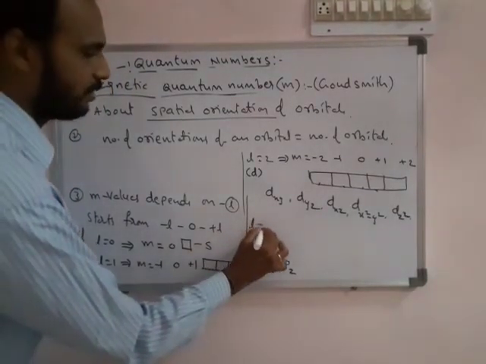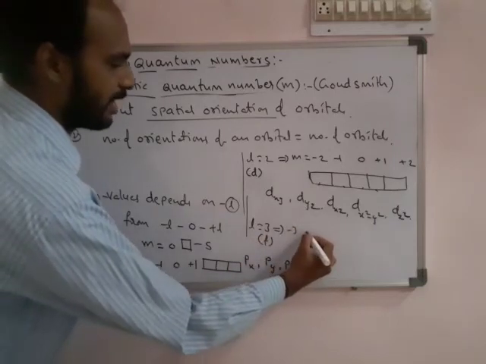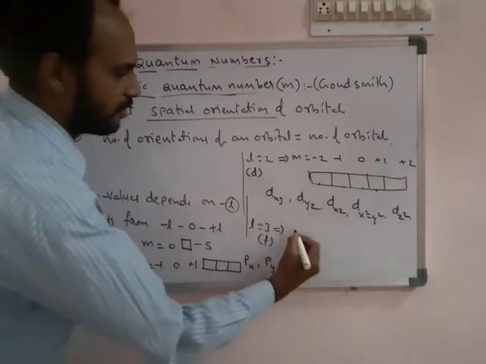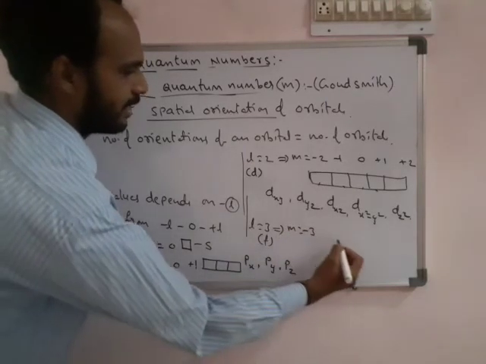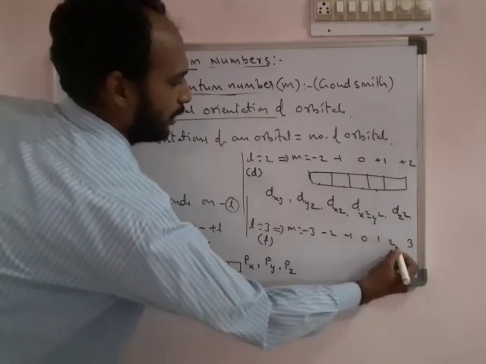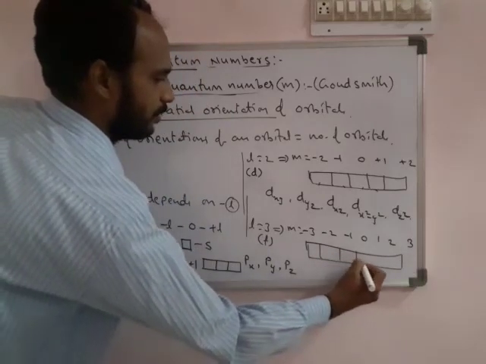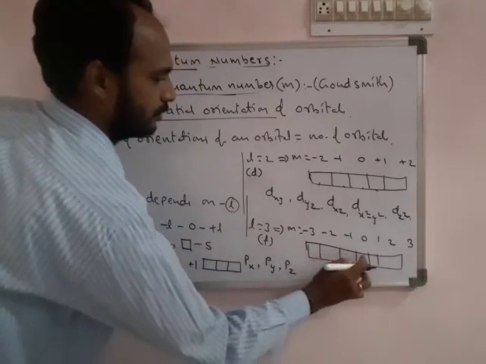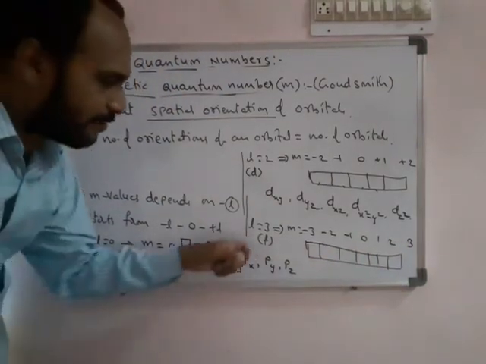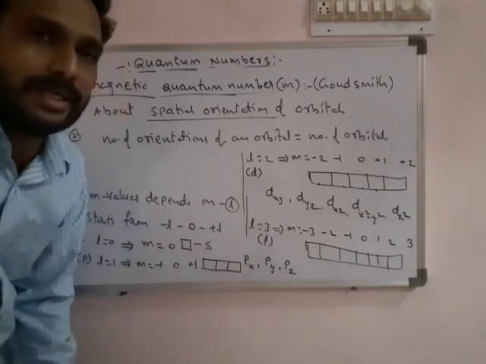If L is equal to 3, the last one, that is f. What are the m values? The m value starts from minus L and ends with plus L, that is minus 3, minus 2, minus 1, 0, 1, 2, 3. Total how many are there? 1, 2, 3, 4, 5, 6, 7. 7 boxes are there. It indicates that the f subshell is oriented in 7 possible directions.